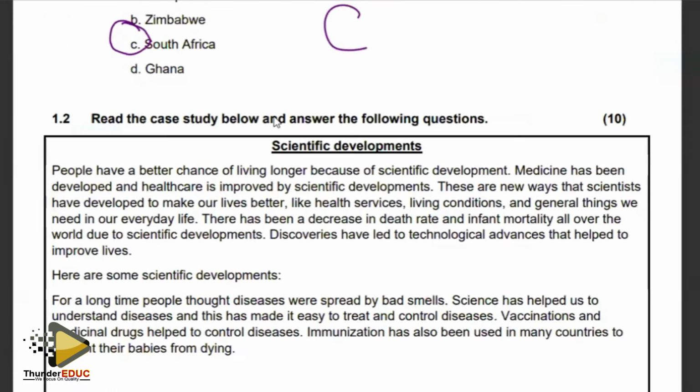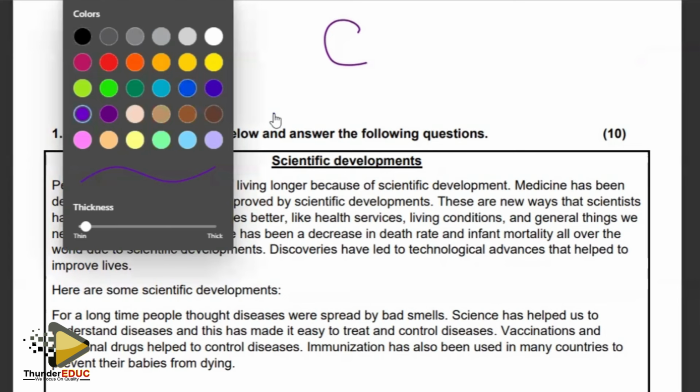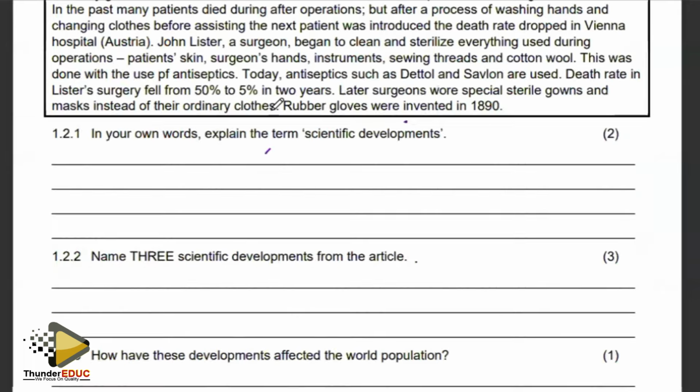Let's see. These are new ways that scientists have developed to make, like you can get this answer from here. Let me highlight it for you. Yes, you use: these are new ways scientists have developed to make our lives better, like health services, living conditions, and general things we need in our everyday life. So this one can be an answer to question 1.2.1. The one I highlighted in blue.